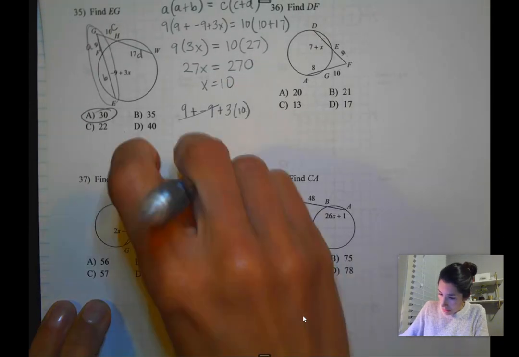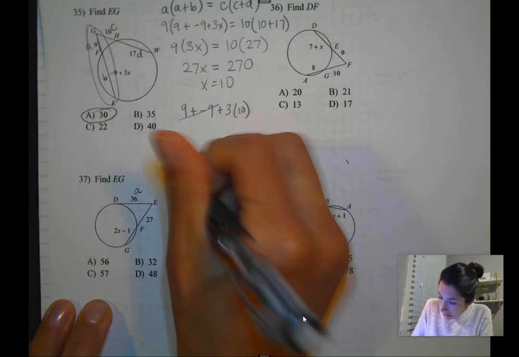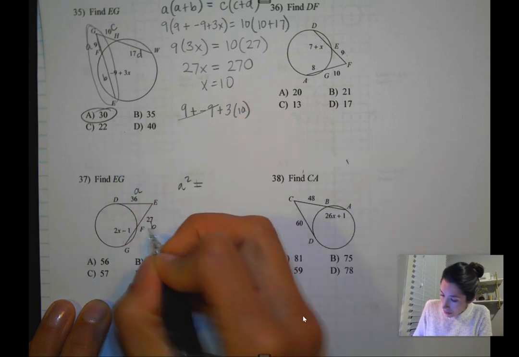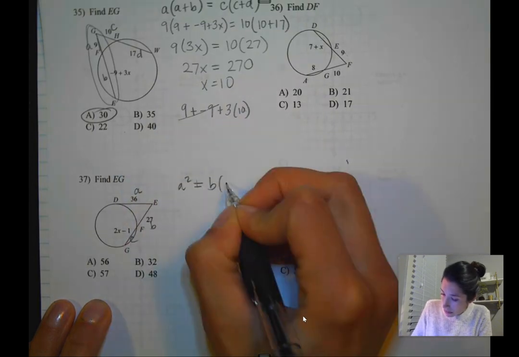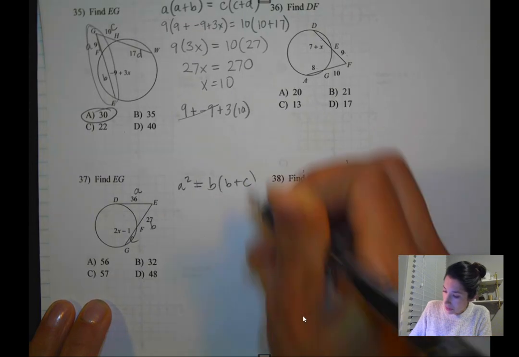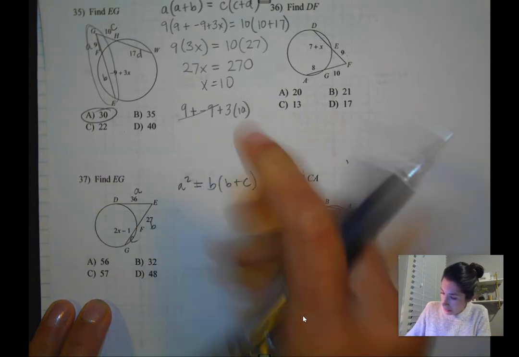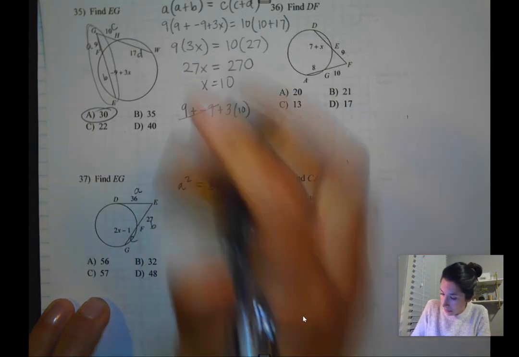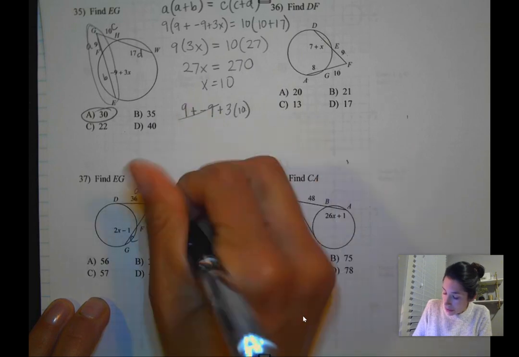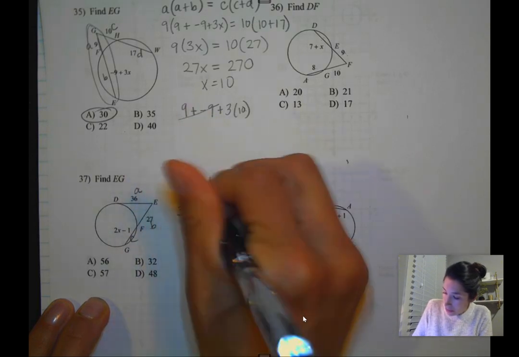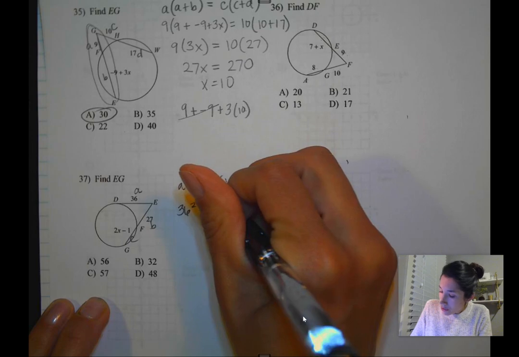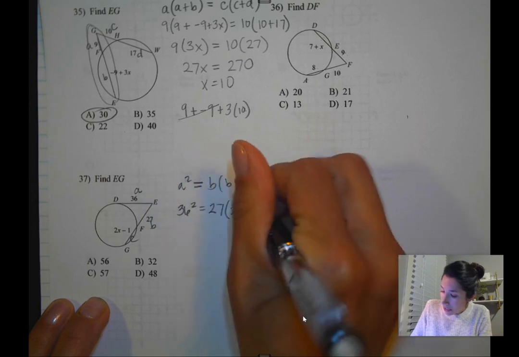Equals, and then this is our B and our C. B times B plus C. So the outside part times the whole thing. This is an equal sign. There we go. So we're going to take 36, we're going to square it and equal it to 27 times 27 plus 2x minus 1.